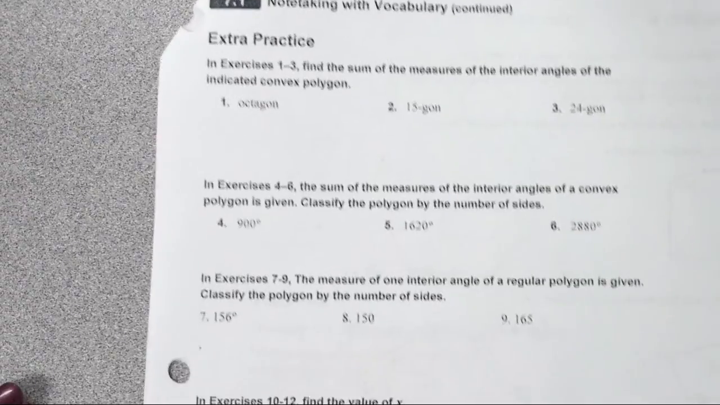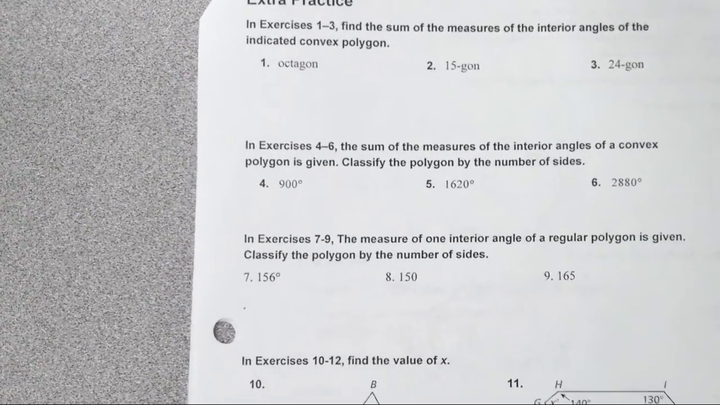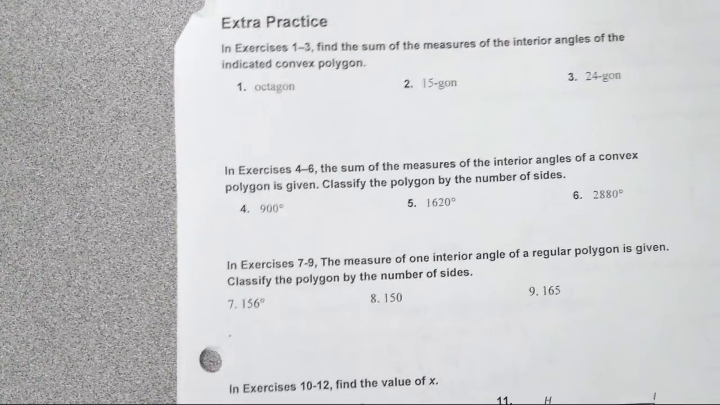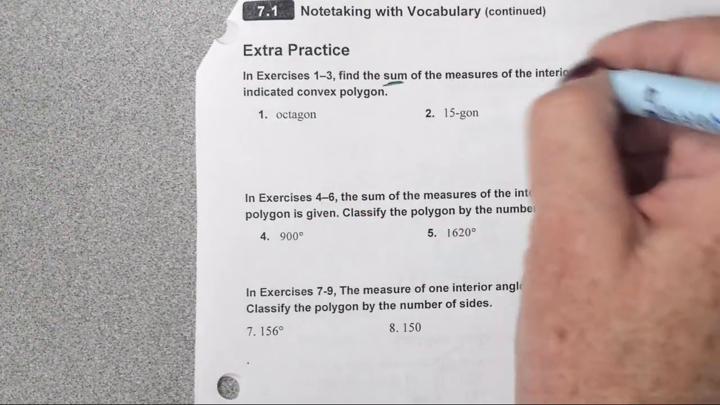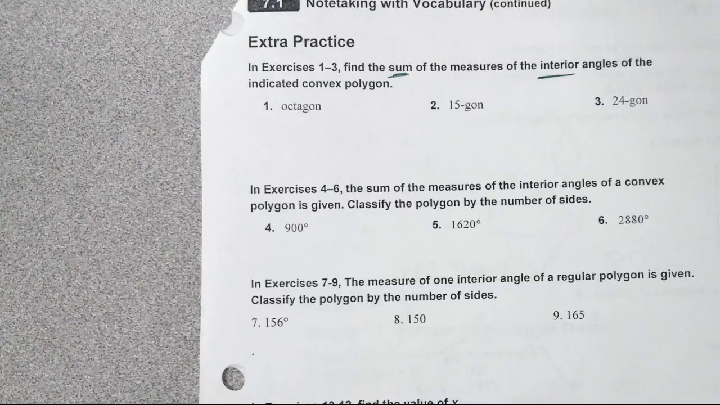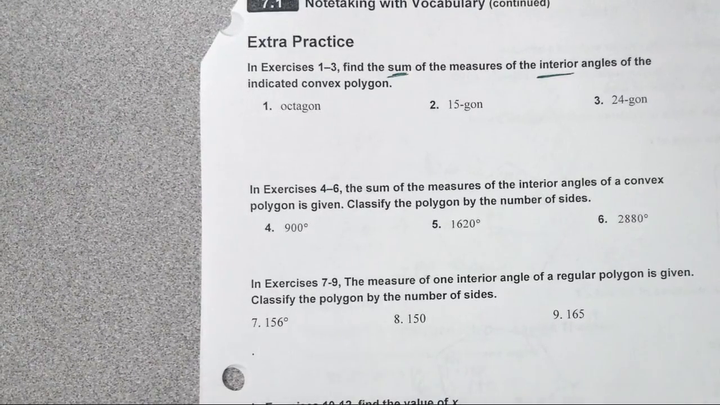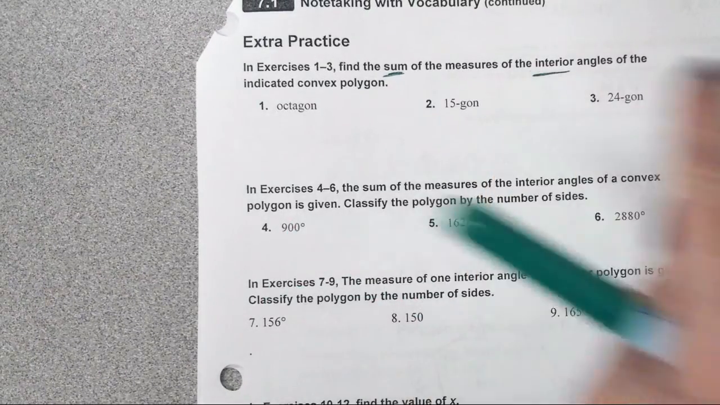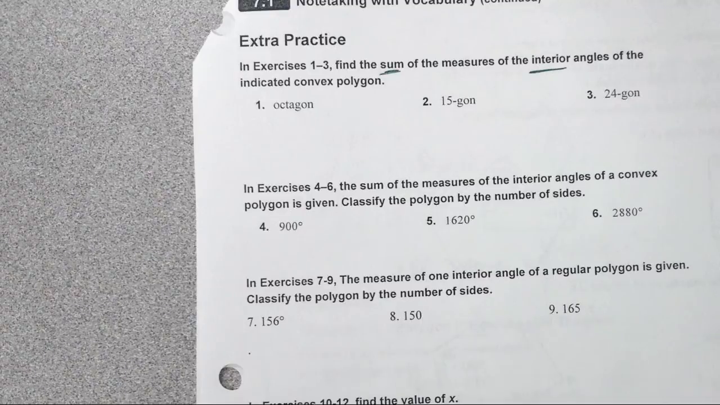Okay, so let's work through a few of the practice problems. I don't think we're going to do all of these. We'll just pick one of each. Reading, that's one of the things we have to be really careful of. First, we want the sum. Sometimes it might say just find one angle. Sometimes it might say find the sum. So make sure you know which kind of problem you're working. And interior angles or exterior angles.